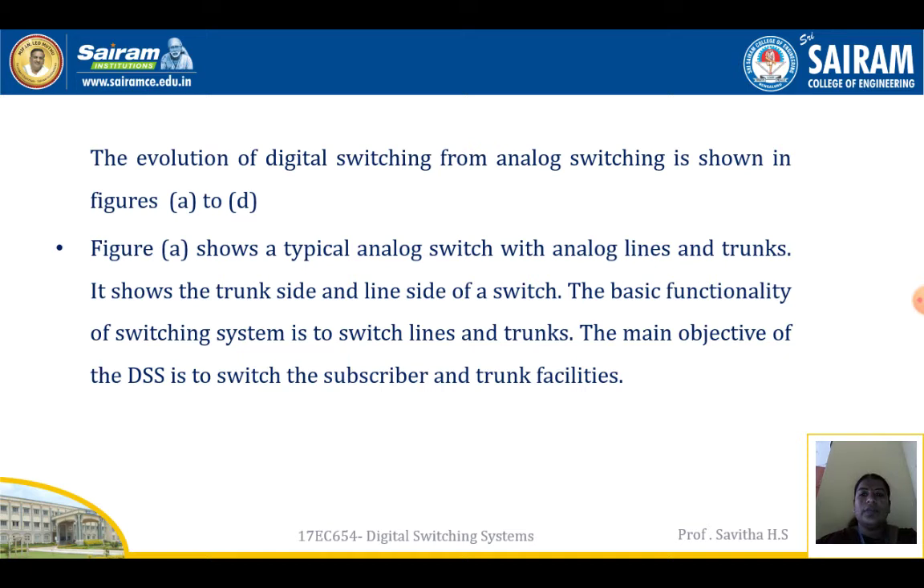Figure A shows a typical analog switch with the analog lines and the trunks. It shows the trunk side and the line side of a switch. The basic functionality of switching system is to switch lines and trunks. The main objective of the DSS is to switch the subscriber and the trunk facilities.